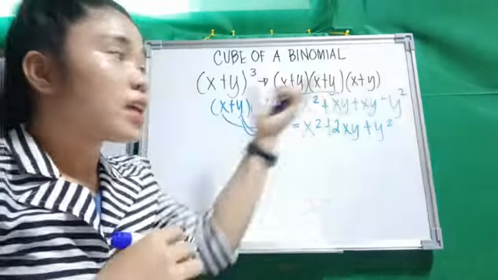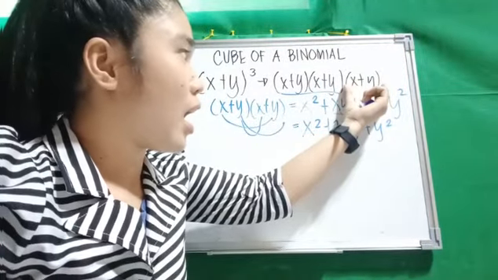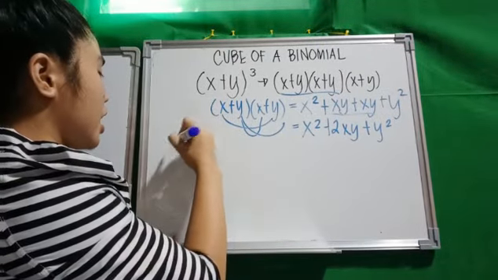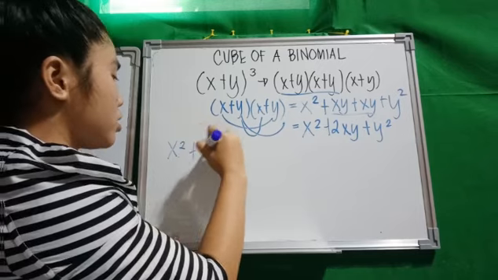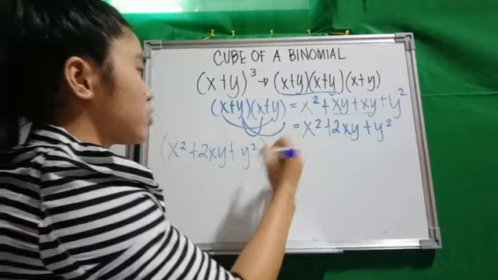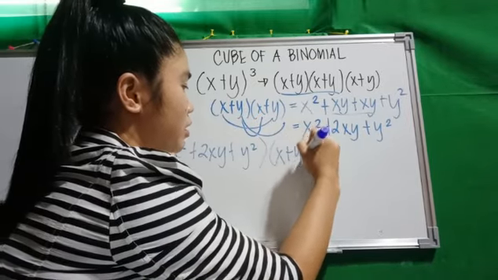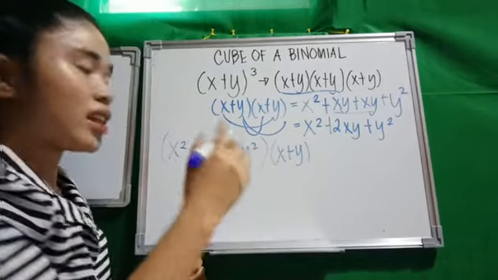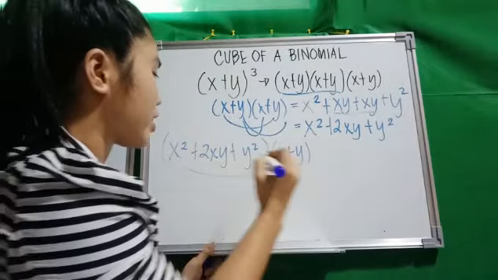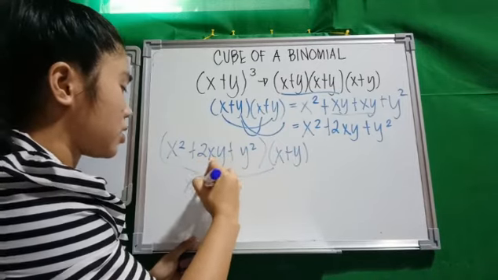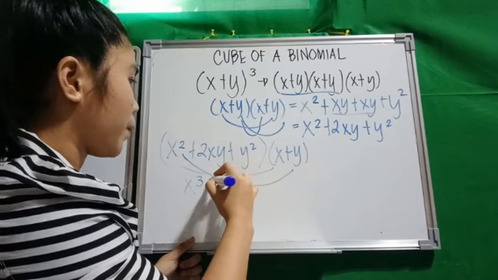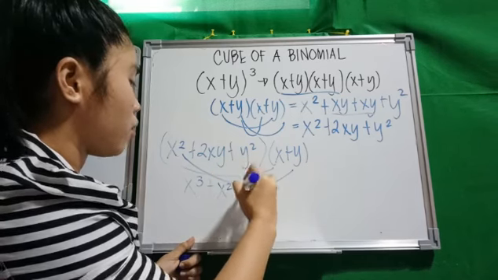So, after that, i-multiply ulit natin siya sa (x + y). So, yun yung long method natin. So, ipunta muna natin dito, x squared plus 2xy plus y squared. Multiply daw natin ulit sa (x + y). Okay, so ang gagawin natin dito, distributive method. So, ito, x squared times x will give us x cubed. The next is x squared times y. Bibigyan niya tayo ng positive x squared y.